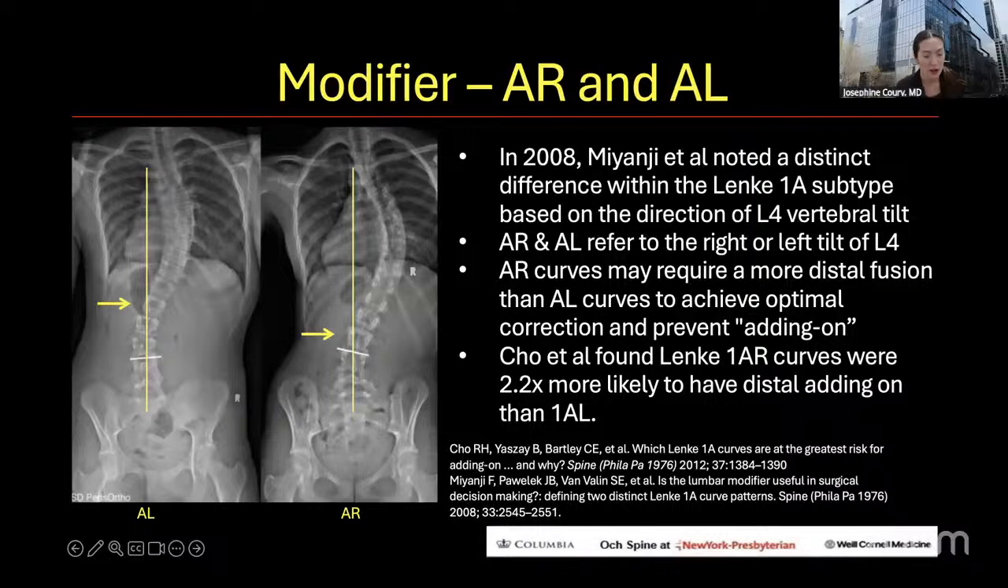So Cho et al. found in a later study that patients who have this right tilt of L4 were 2.2 times more likely to have distal adding on than if they had a left tilt.